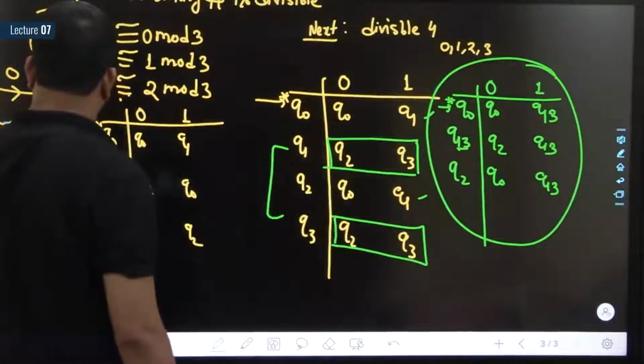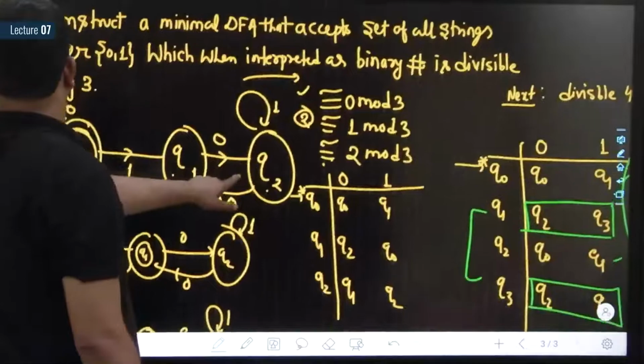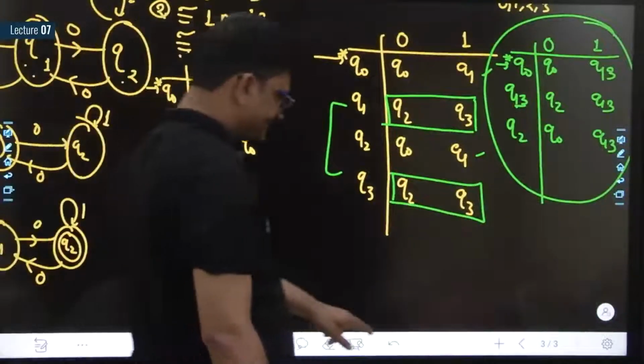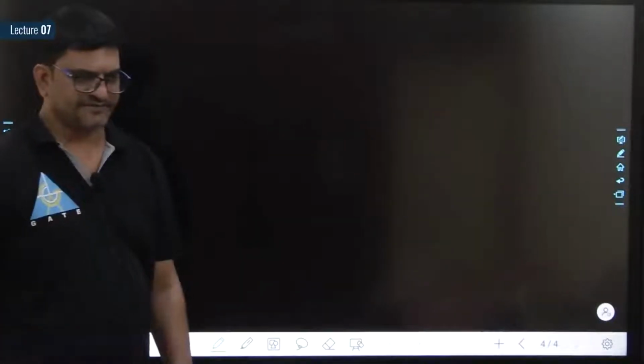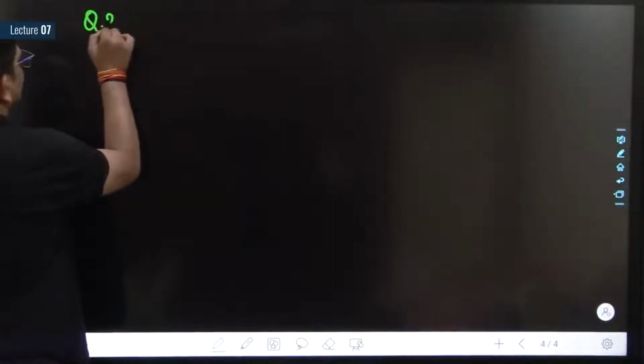What is the question number for this? Another question, number 27. Find the number of states in minimal DFA. Write it as question number 28.